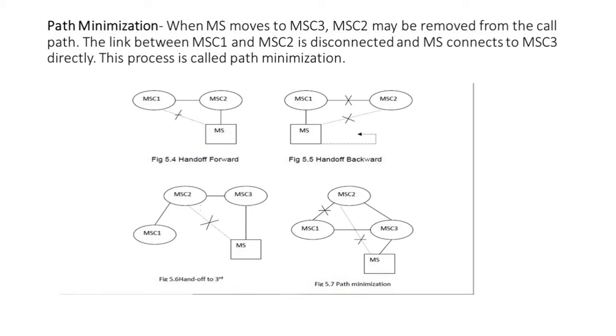You can see it through the diagram. MSC1 has been connected to MSC2 to connect the MS. Then the MSC1 and MSC2 link is de-established, and the MS is connected to MSC3. The MSC1 via MSC2 via MSC3 link was there earlier, but now the MSC1 via MSC2 link is de-established, and MSC1 establishes a new link with MSC3 directly, and it is connected to the MS. This has been shown in figure 5.7, that is the path minimization.